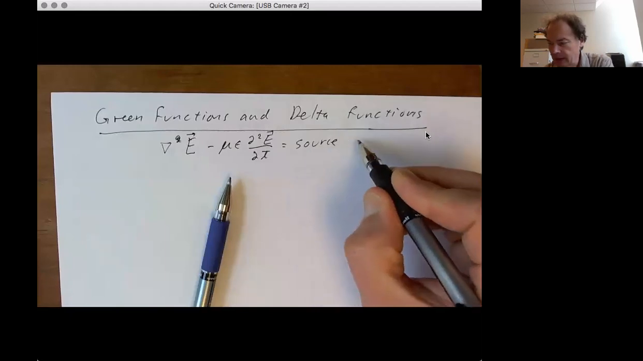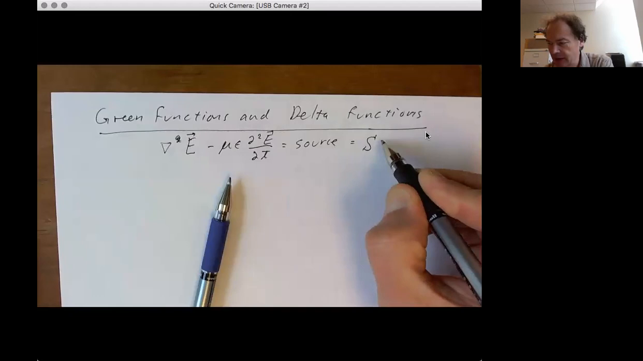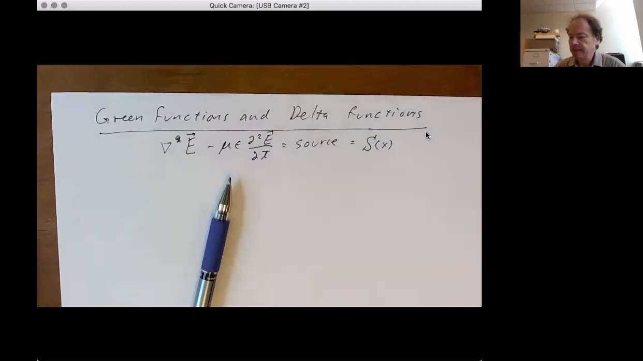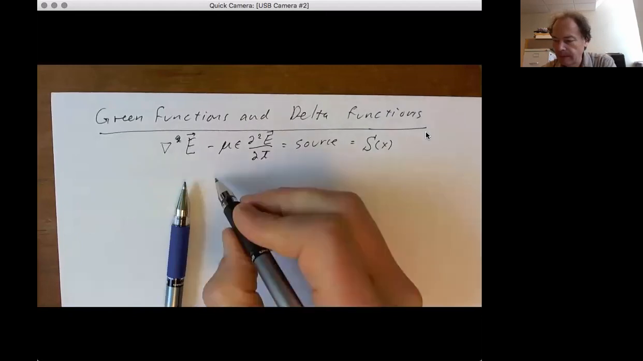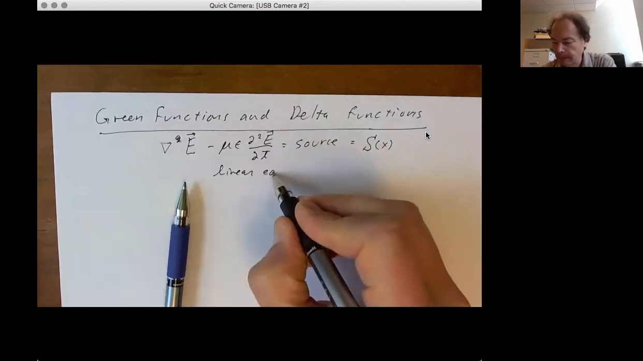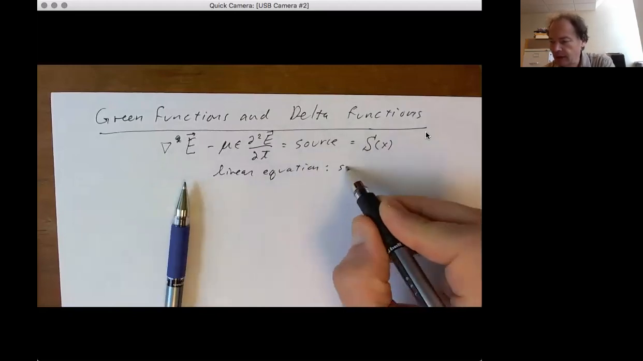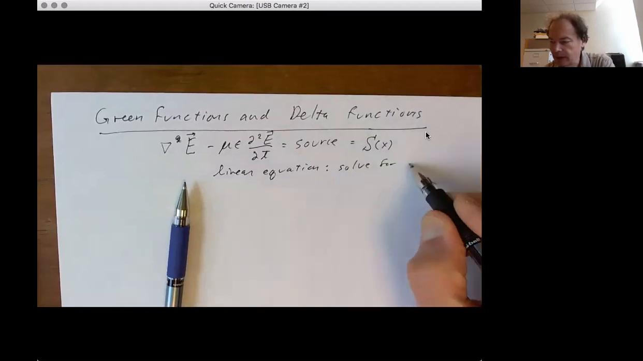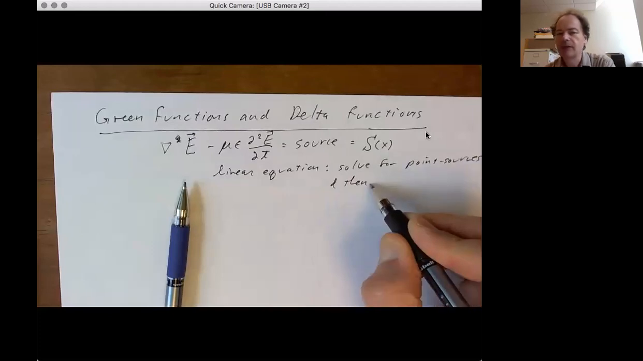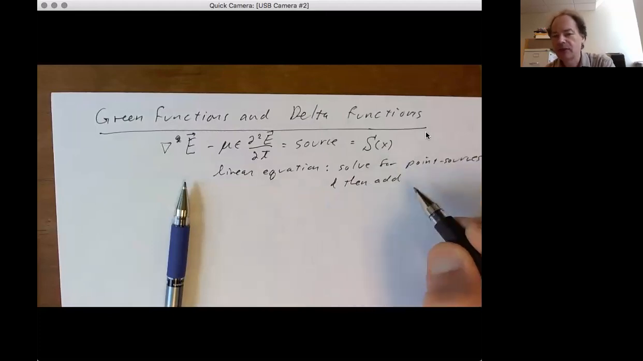And I'll just write that as capital S. I'll put the serifs on it so we know it's capital. And how do we solve this? Well, the first thing we note is it is a linear equation. And so that means that we can solve for point sources and then add the solutions. Remember, if one is a solution, another is a solution, the sum is a solution. So you can add the solutions.